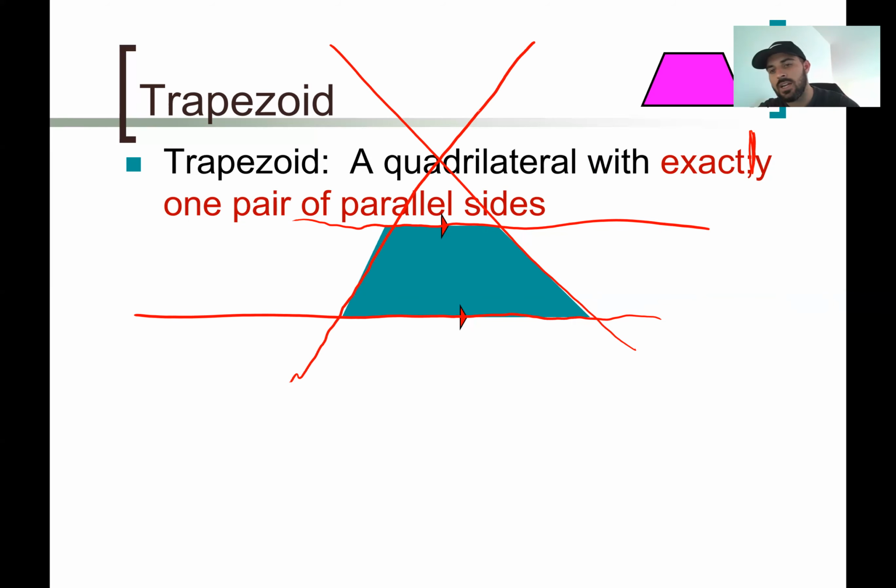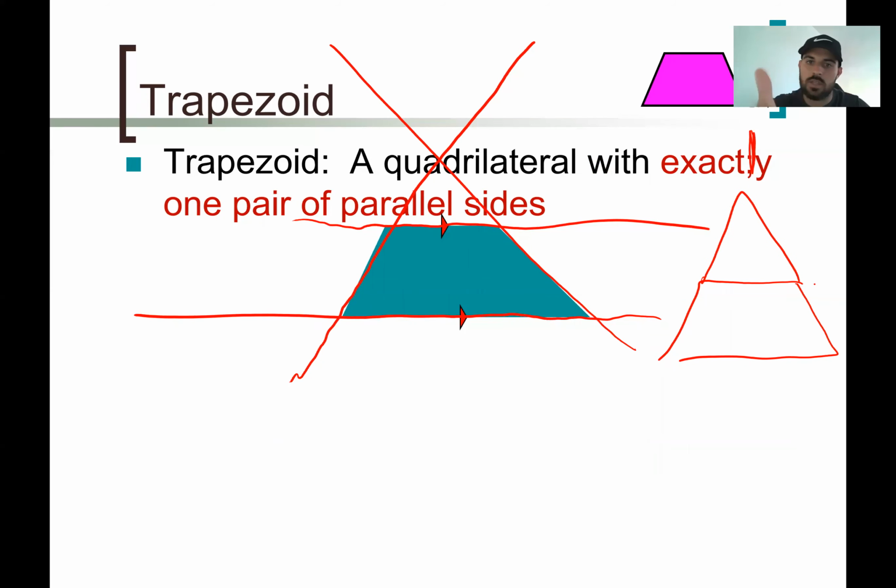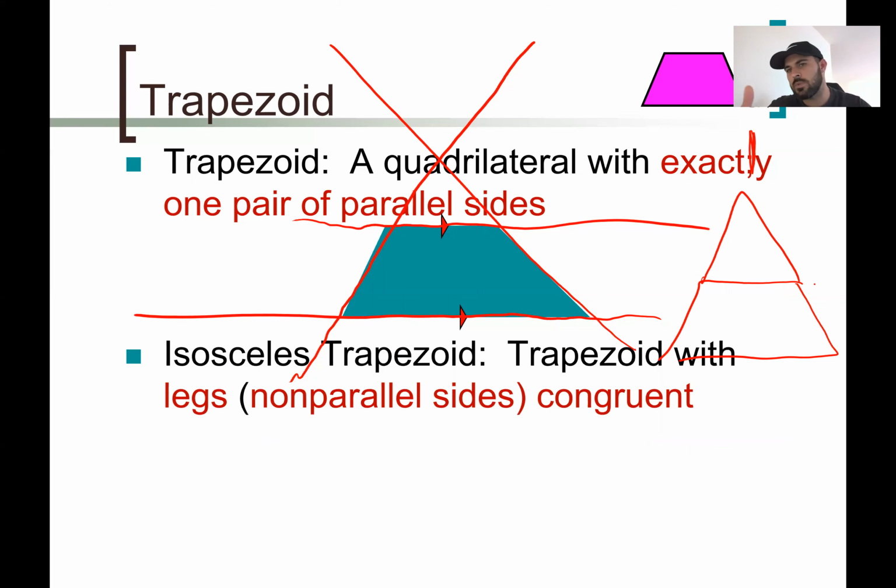I kind of look at a trapezoid like a triangle with its head cut off, right? This would be a triangle, and the tip of it was cut off, so it would be considered like a trapezoid. All right, so let's go into something a little specific about a trapezoid.